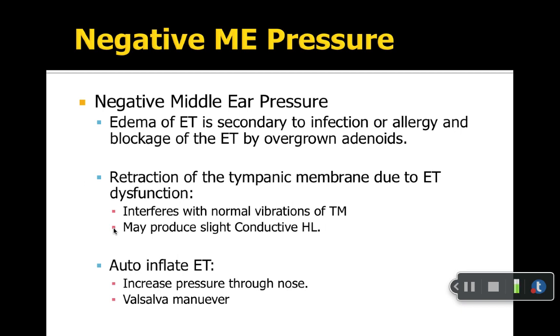Negative middle ear pressure is a condition that could occur secondary to infections or allergies or really bad sinus infections. It's a retraction of the tympanic membrane due to Eustachian tube dysfunction. So when your tympanic membrane is sort of sucked in, it could produce a slight conductive hearing loss. If, let's say, you were on a plane with a cold and you landed and your ears just felt so weird, that's negative middle ear pressure.